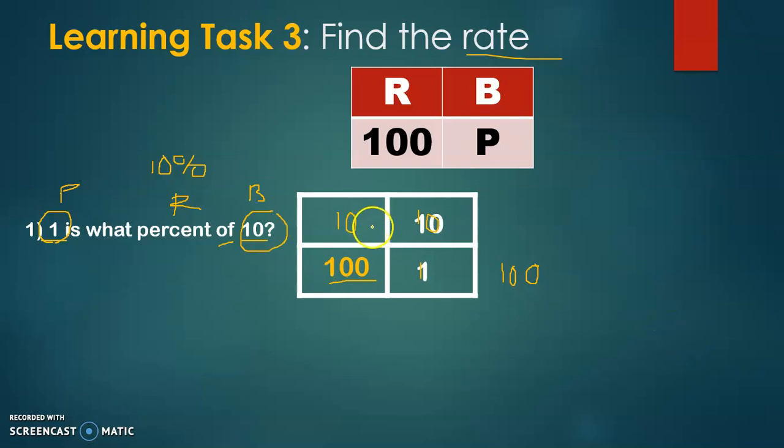Okay, you want to be sure? Gusto pa rin makasiguro, multiply. 10 times 10, that is 100. Since equal yan, alam natin na tama ang sagot.